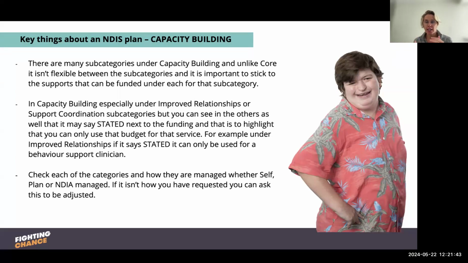And each category, so with the plans being managed, how they're managed, they can be self-managed, plan managed, or NDIA managed, but don't assume that your whole plan is managed the same way. So if you've chosen to self-manage or plan manage certain parts of your budget, then hopefully they have approved that and that's in there. But just have a look next to each budget and amount. It will say whether it's plan, self, or NDIA managed. If it's self-managed, then you're paying the invoices. So you can either get an invoice, have 7 days to pay, or request the money on the portal.